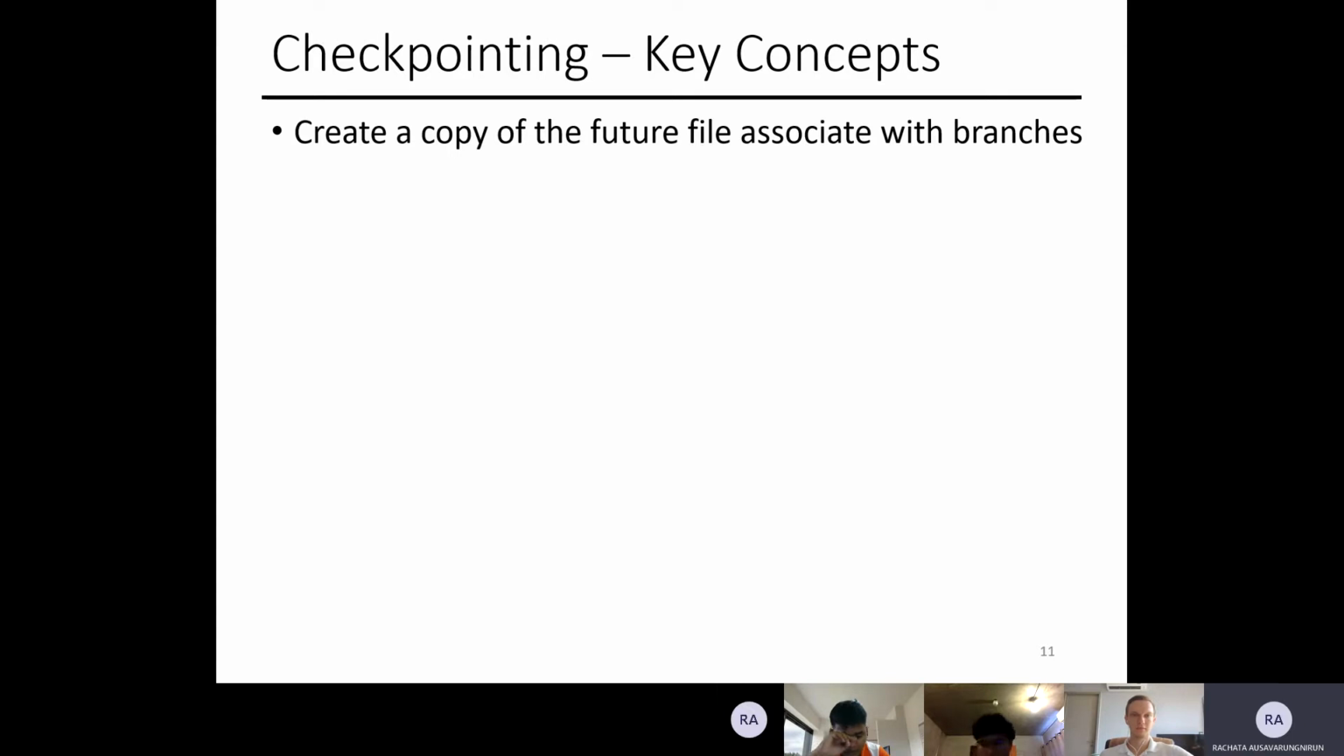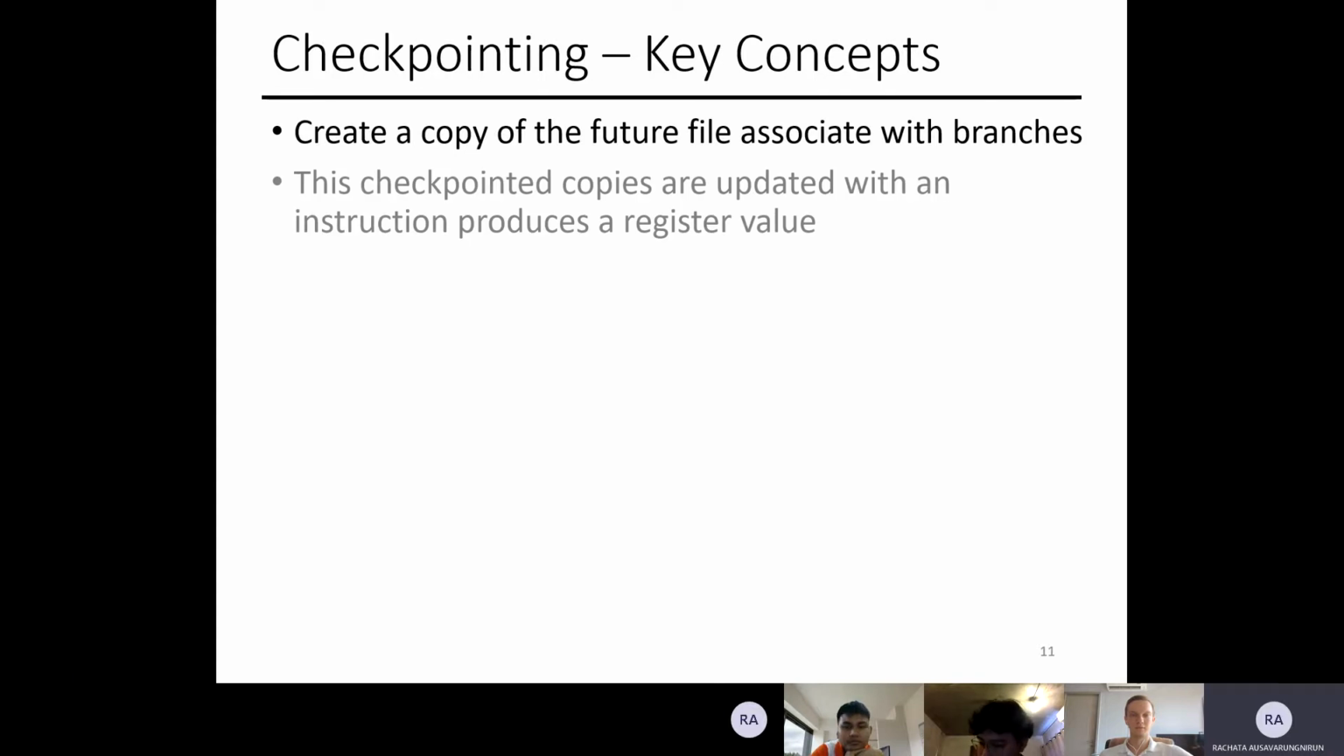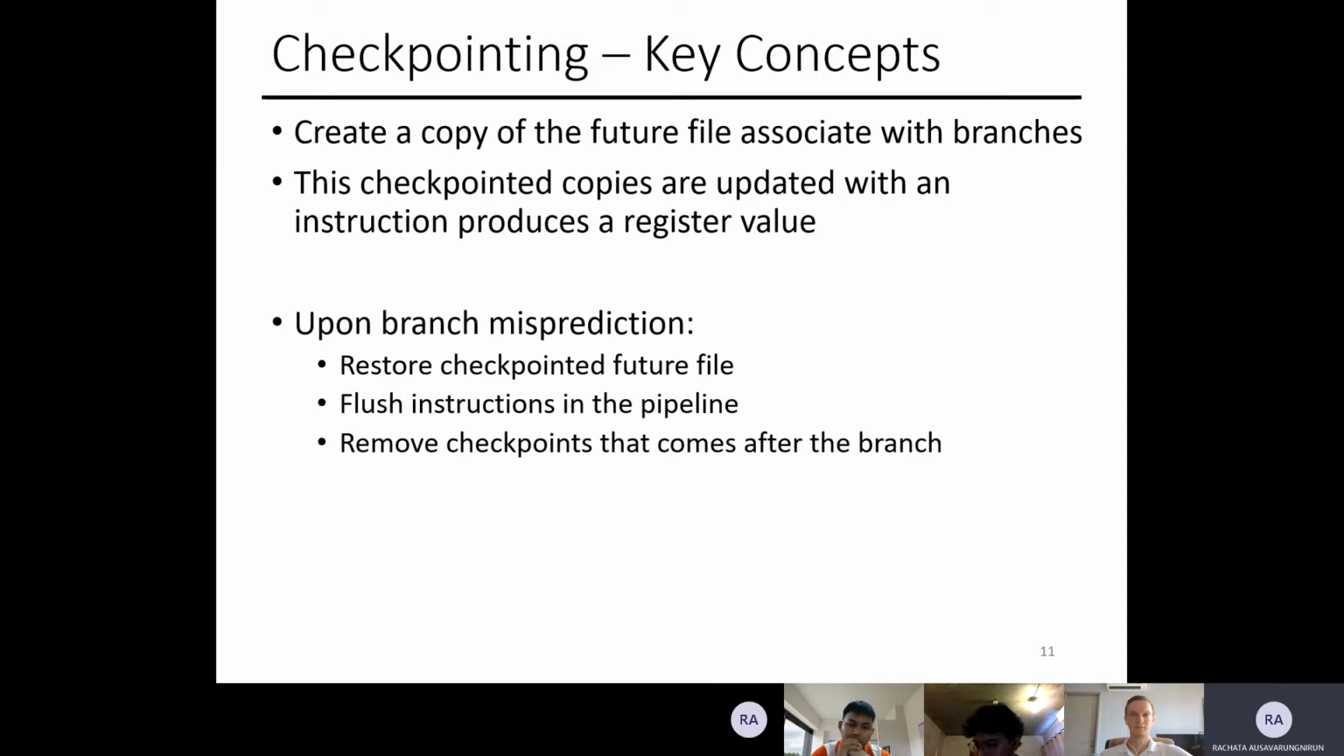Basically, you create a copy of the future files. This is how you do it in the computer. You create a copy of future files that associate with the branch. If the checkpoint copies are updated, you produce a proper register value. And if you mispredict, restore the checkpoint future files. Flush the instructions in the pipeline because those are not supposed to be run. Remove the checkpoints that come after the branch. And this prevents a stall.